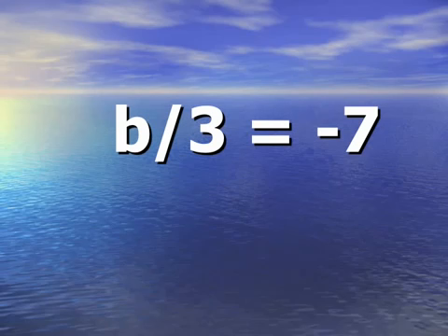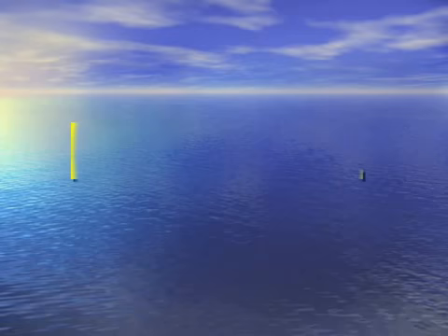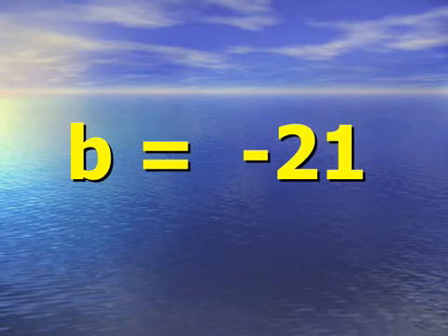Now the opposite of dividing by 3 is multiplying by 3. b divided by 3 times 3 gives us 1b or b, and a negative 7 times a positive 3 is going to give us negative 21.